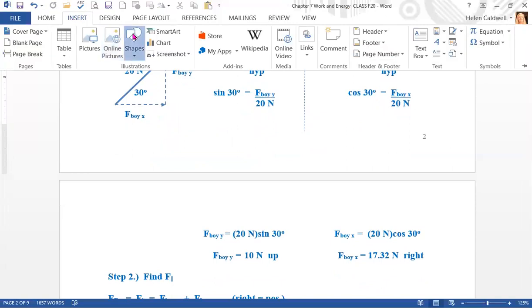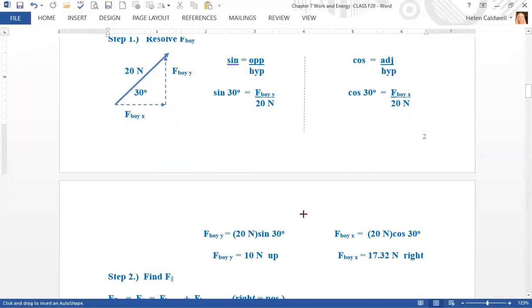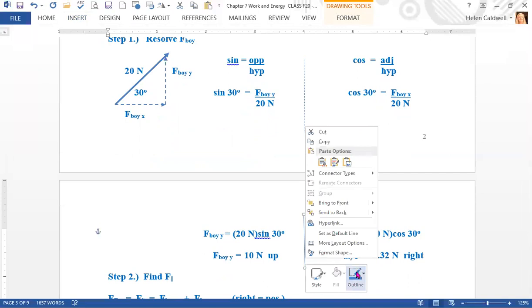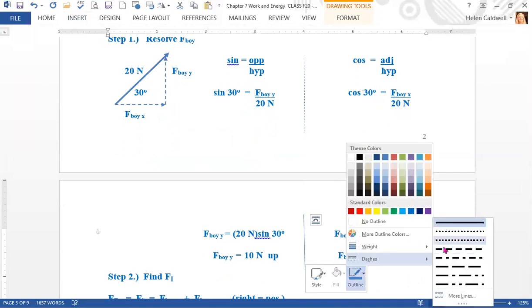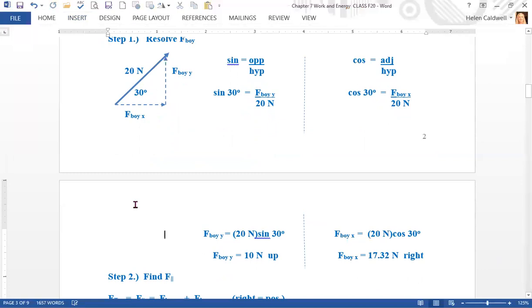Again, I should have drawn my little line. I'm going to do two things on the same page. I need to do that. I apologize.